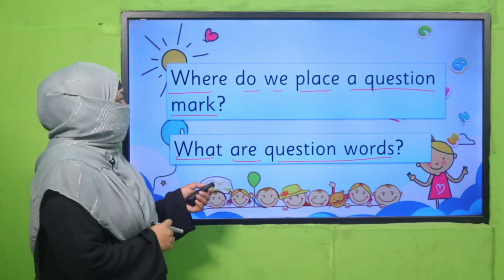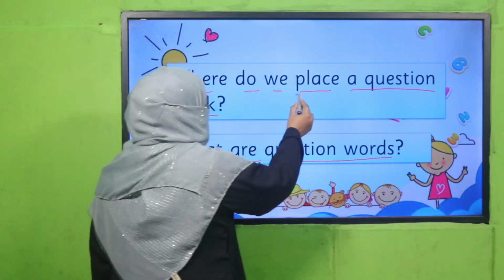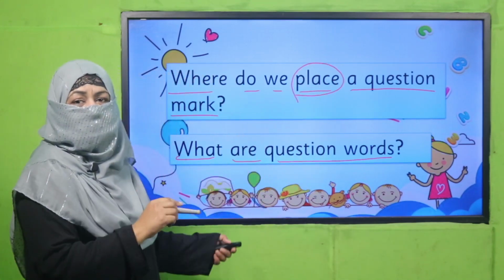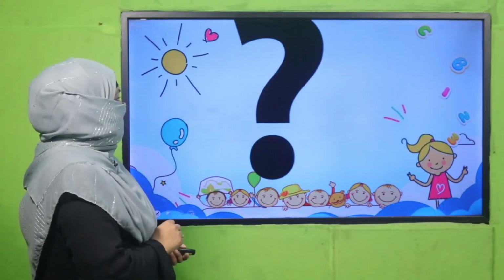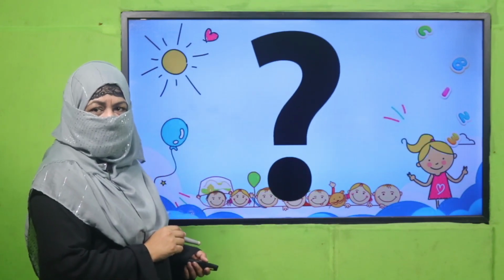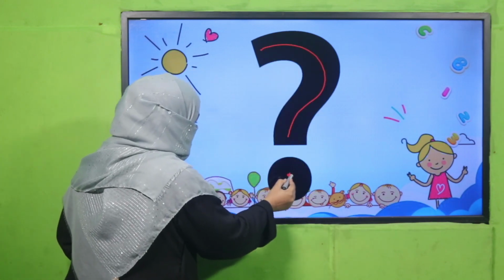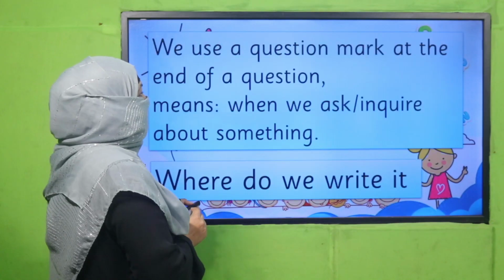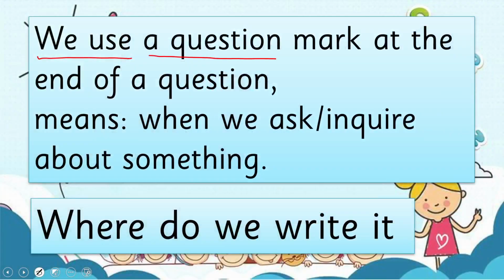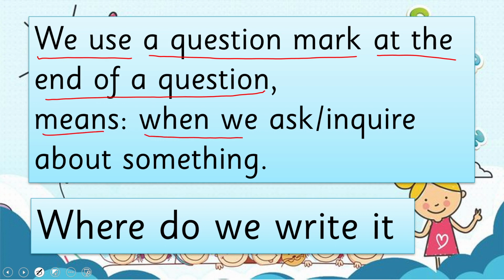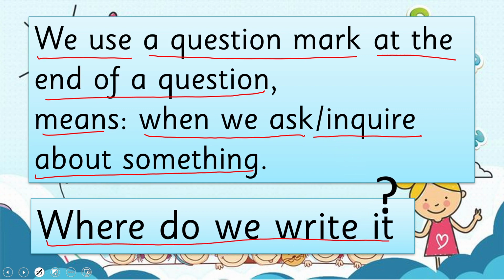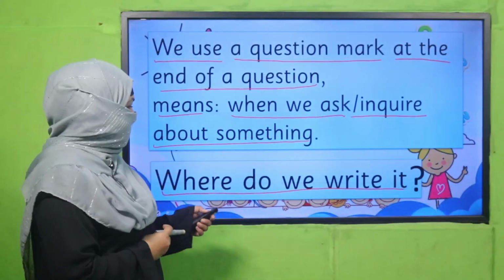Yes, my dear students, I hope you remember that we place a question mark at the end of a question. Good. So this is a question mark, right? Do you recognize it? This is how we make it. This is a question mark and we use a question mark at the end of a question. It means when we ask or inquire about something, and where do we write it? We write it at the end of the question, right?